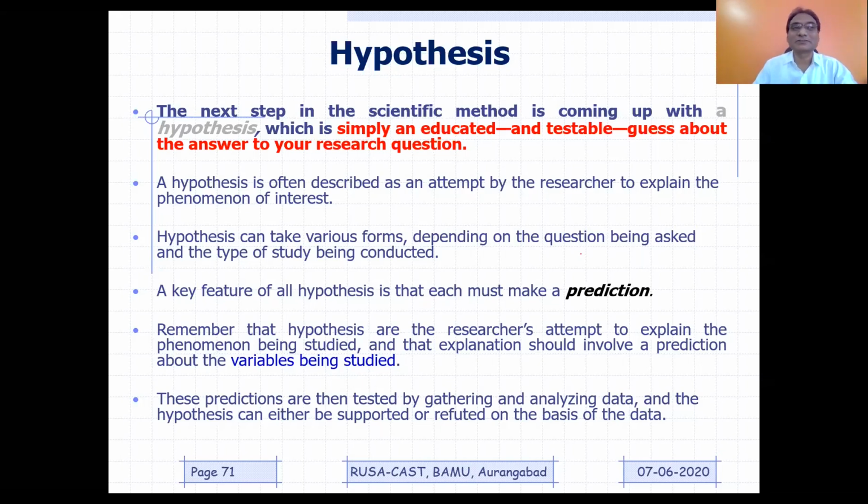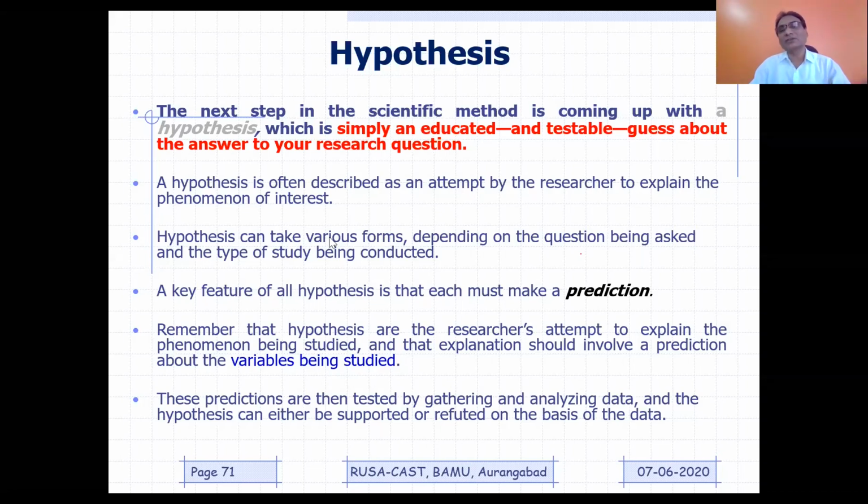You have formulated this question, right? And you got the answer. What answer did you get? By using organic conducting polymer, I will be able to enhance the sensitivity of the sensor by more than 50%. So this is what your hypothesis is going to be. A hypothesis is often described as an attempt by the research scholar to explain the phenomenon of interest.